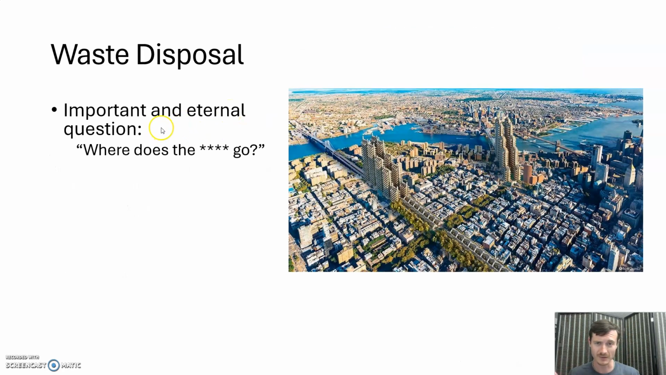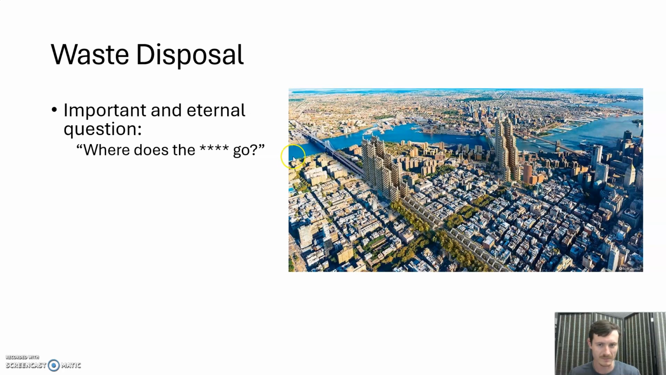When it comes to city planning in general, this is the eternal question. It's, where does the stuff go? Either trash or human waste is kind of question number one, right? I mean, you look at how many people live in this area, how many of them are producing waste.